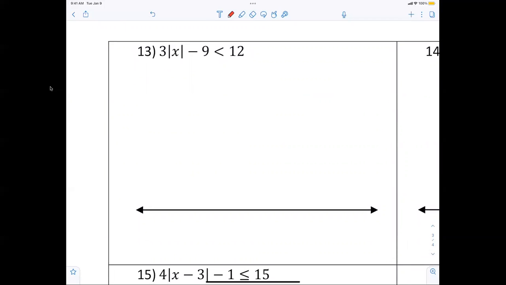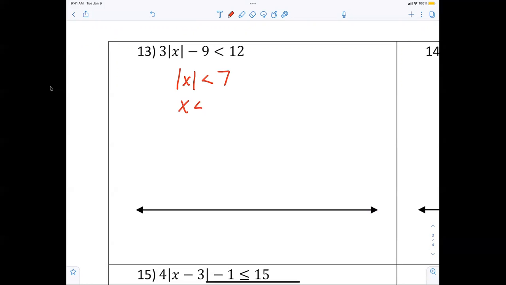Look at number 13. On number 13, I'm just going to add 9, correct? And what is that? And then I'm going to divide by 3, which makes it... So again, we are practicing. Absolute value of x is less than 7. So we would say x is less than 7.